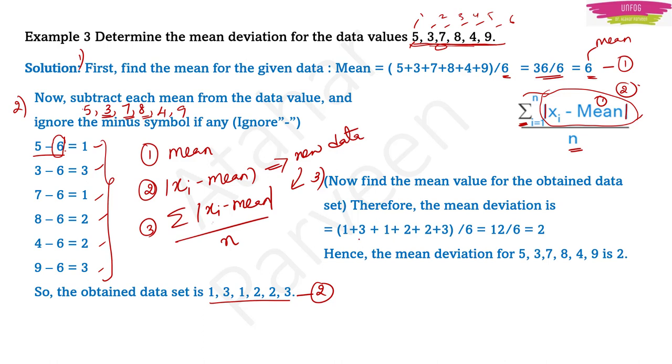So, in the third step, I added the new data set and divided it by 6, because here n is 6. The number of numbers is 6. I get the answer 2. So the mean deviation for the original number set given in the question is 2.